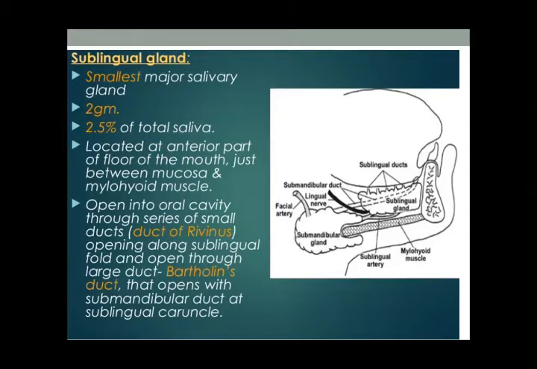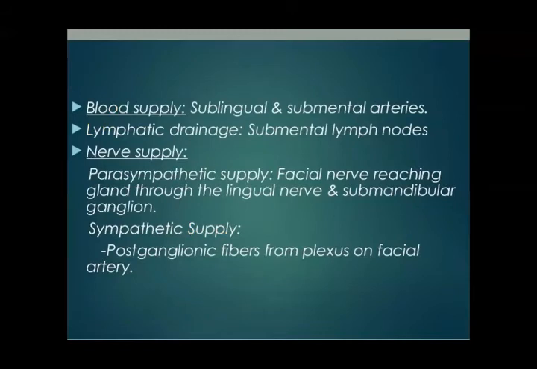Opening along the sublingual fold, some open through a larger duct, Bartholin's duct, that opens with the submandibular duct at the sublingual caruncle. Blood supply is from the sublingual and submental arteries, lymphatic drainage is to the submental lymph nodes. Nerve supply: parasympathetic from the facial nerve, reaching the gland through the lingual nerve and submandibular ganglion. Sympathetic supply is from postganglionic fibers from the plexus on the facial artery.